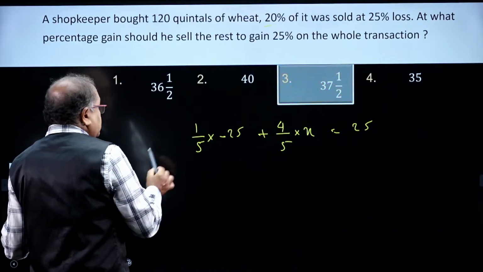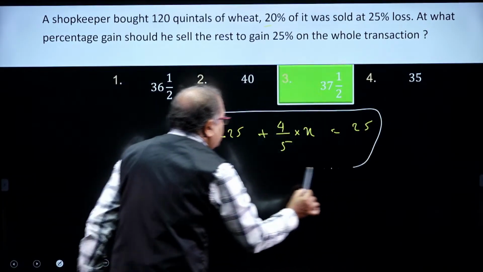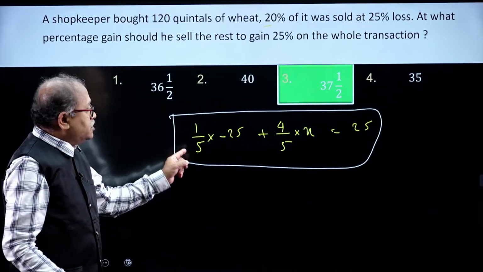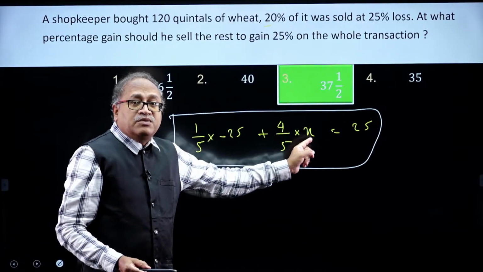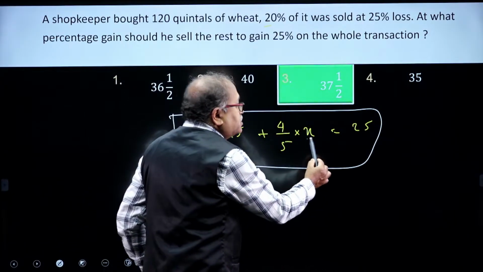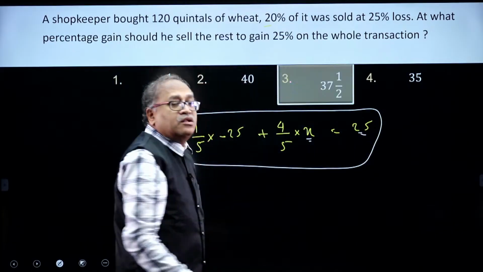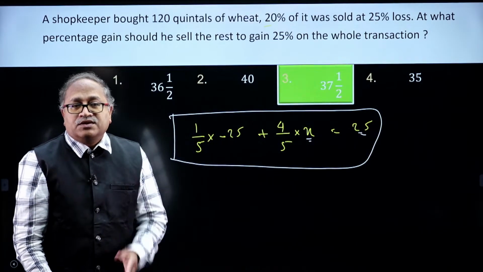This is given to us. I am not doing anything. It is said that 1/5, that is 20%, is sold at 25% loss, and the remaining should be sold at what percentage profit, so that overall I will be getting 25% profit. This is given to us.